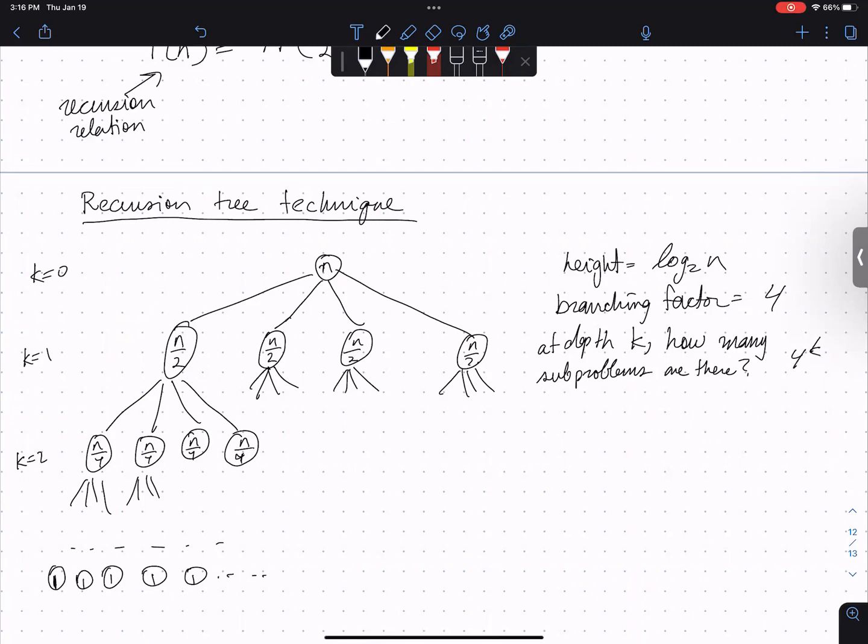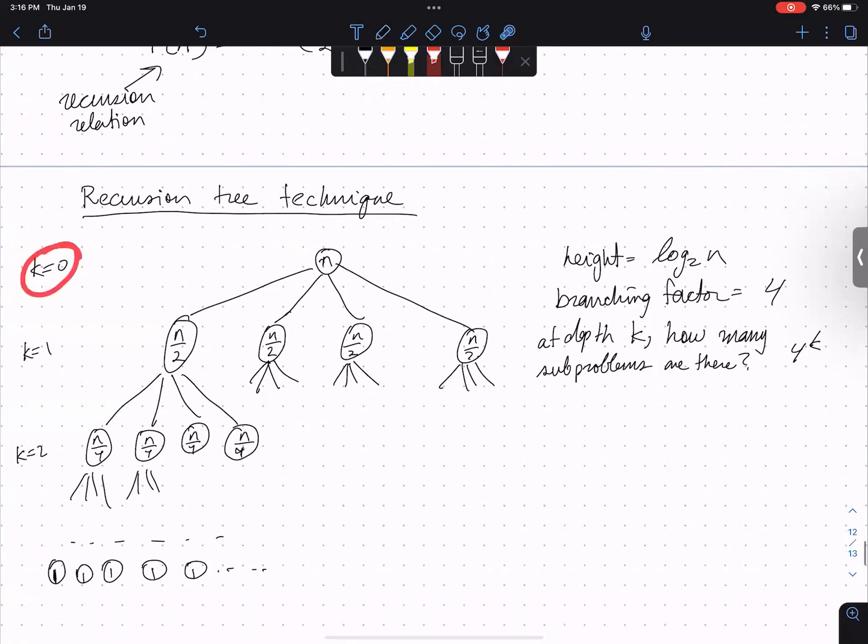Right, so you can double check these. You plug in k equals 0, you should get 1, and you do get 1. If you plug in k equals 1, you should get 4, and that's what you get. So notice every time each node splits into 4 new nodes. So you're multiplying by 4 the number of nodes as you go down a level. And that's why at depth k, the number of subproblems is 4 to the k.